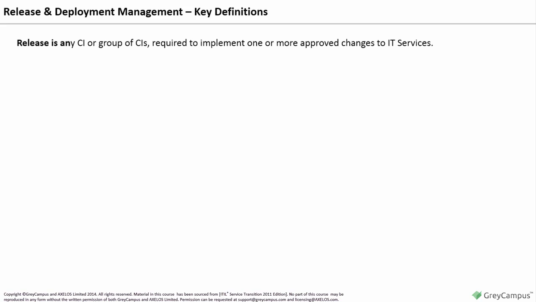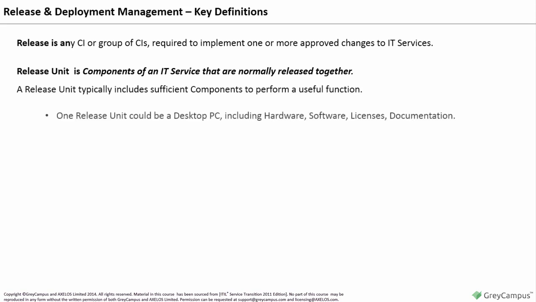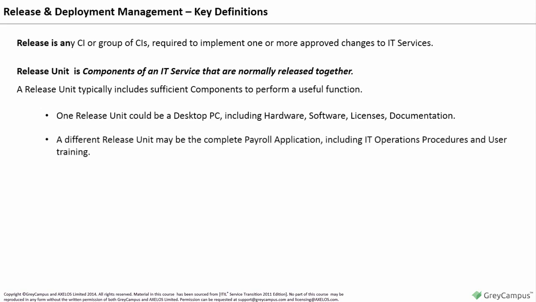Release and deployment management, key definitions. Release is any CI or group of CIs required to implement one or more approved changes to IT services. Release unit is components of an IT service that are normally released together. A release unit typically includes sufficient components to perform a useful function. One release unit could be a desktop PC, including hardware, software, licenses, and documentation. A different release unit may be the complete payroll application, including IT operations procedures and user training.